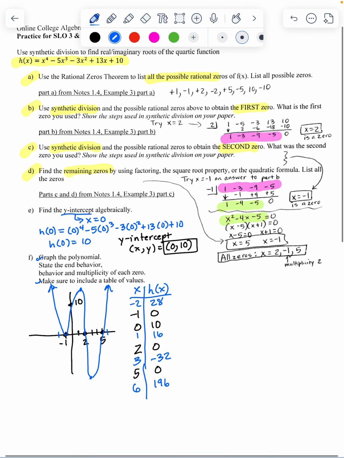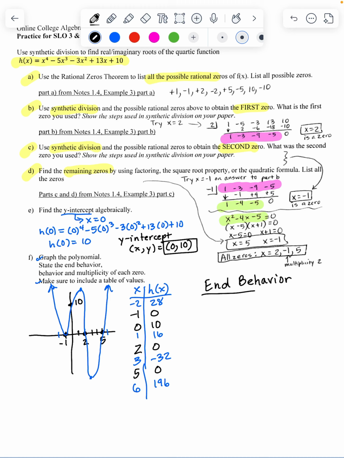So to finish this part F, I need to state the end behavior. And the terminology used in the online homework assignments is either rises to the left or falls to the left, and rises to the right or falls to the right. So on this graph, to the left would be as x goes to -infinity, -1, -2, -10, -100, and as that happens, this graph is going to positive infinity. So this graph rises to the left.